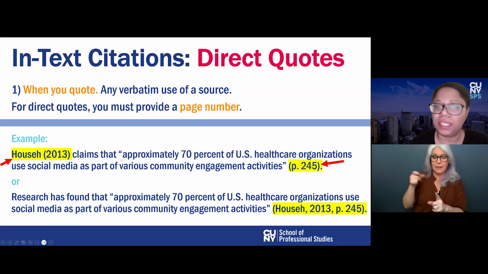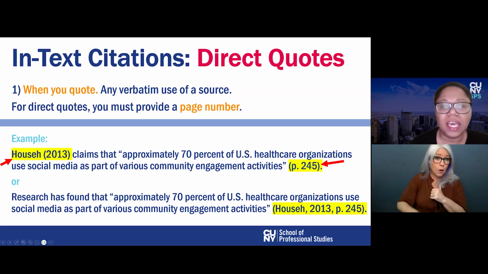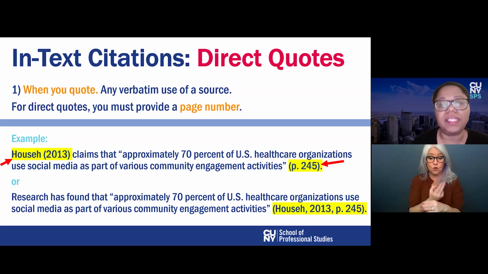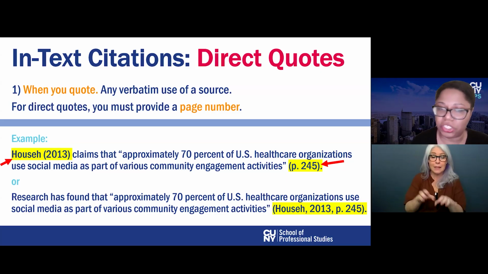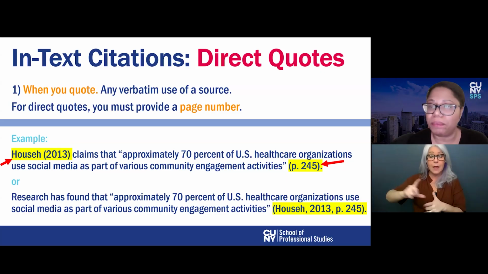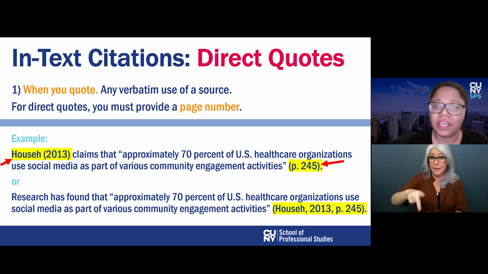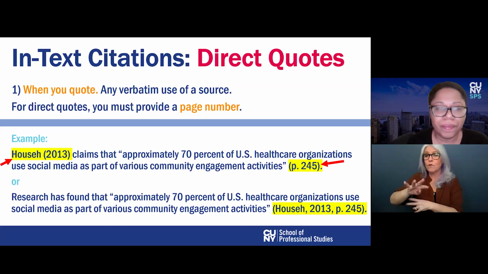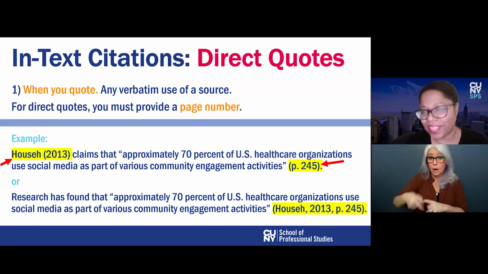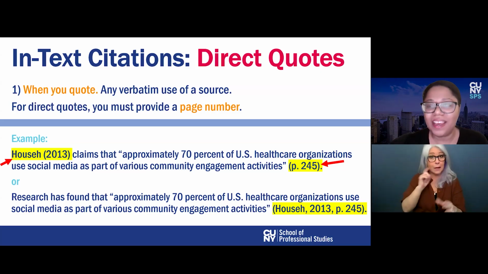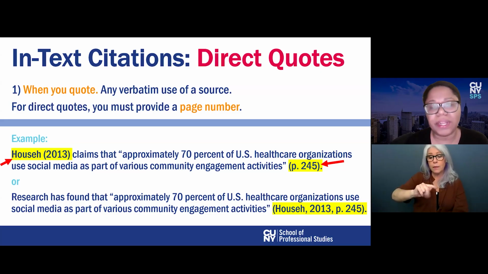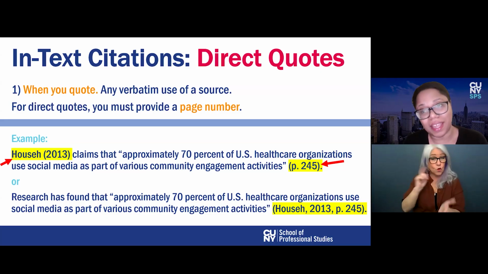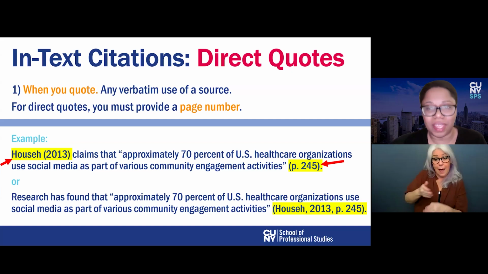And then it says the quotation, "approximately 70% of US healthcare organizations use social media as part of various community engagement activities." It ends the quotation with a closed quotation mark, and in parentheses, it says p. and the page number, in this case, 245. And I do want to pause just to note one little thing that I notice students sometimes miss. When you have a parenthetical citation at the end, like you do here, notice that the period goes at the end of the citation rather than within the quotation.